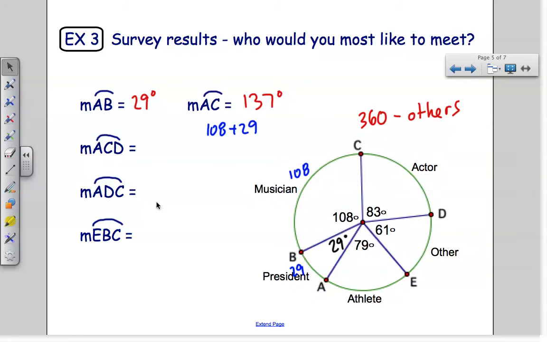Alright, what's the next arc we're looking at? Measure of arc ACD must be a major arc. Start at A, go through C to get to D. So I'm going around this way. I'm going to have to add a lot here: 29 degrees, 108 degrees. So a lot of arc addition here. And finally, what's the arc here? The central angle was 83, so the arc was 83, so I am adding 83 here. And I get 220 degrees for that arc measure.